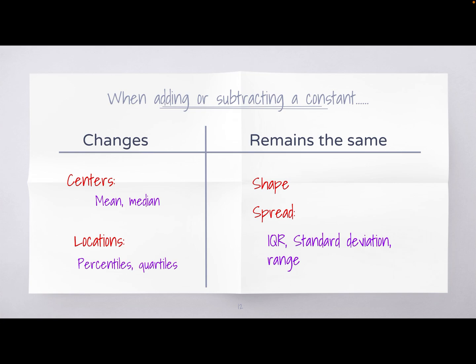Okay, so when adding a constant, the changes are the mean, median, the centers, and locations, and then the rest remains the same.